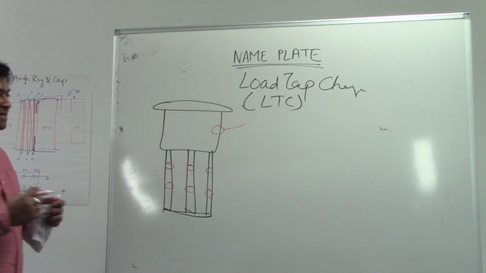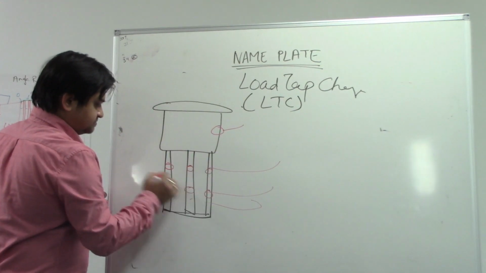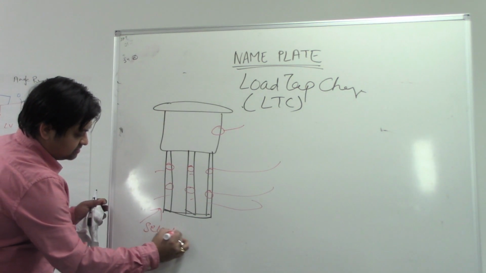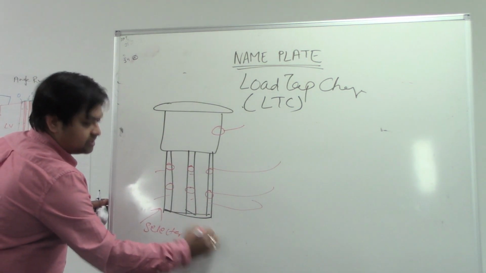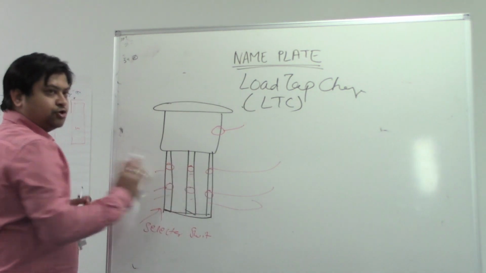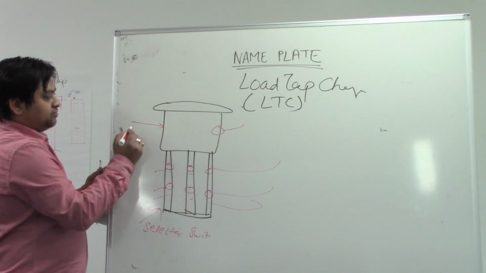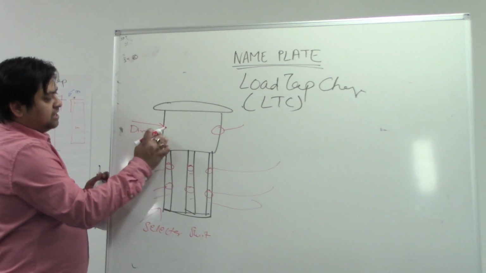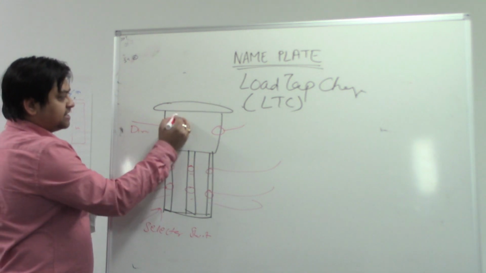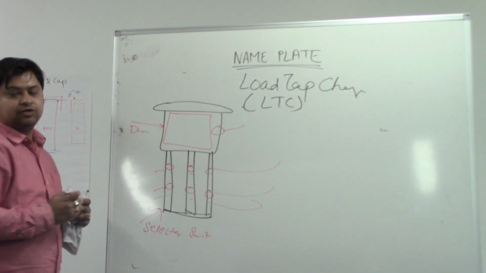So in the in-tank LTC, all your RVs are going here. This is known as the selector switch. Selector, because from this you are selecting the taps. And this is known as the diverter. The outside is a fiberglass tank, but inside there is a diverter switch here.